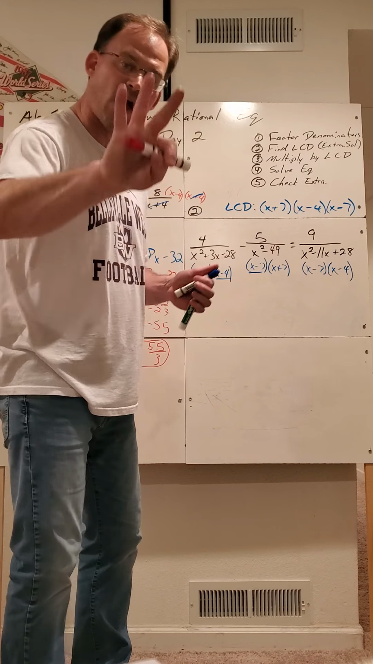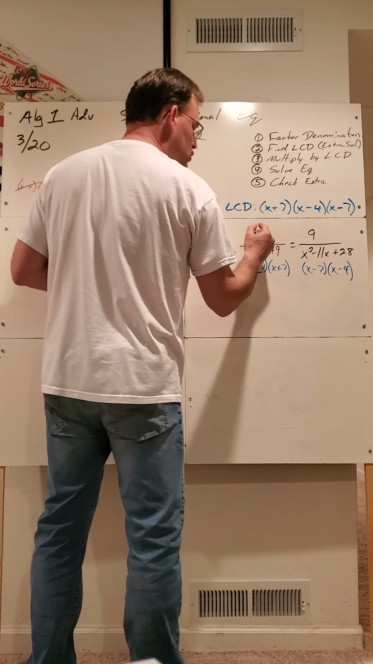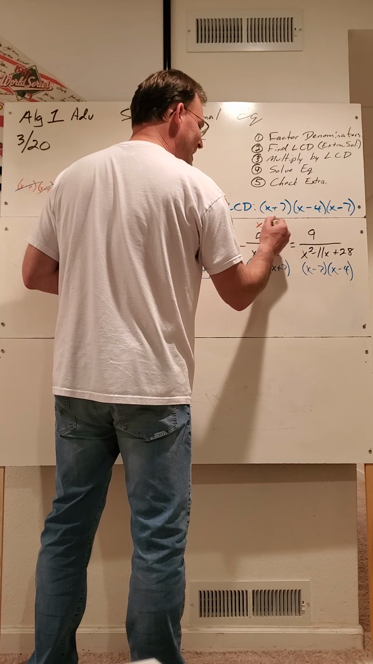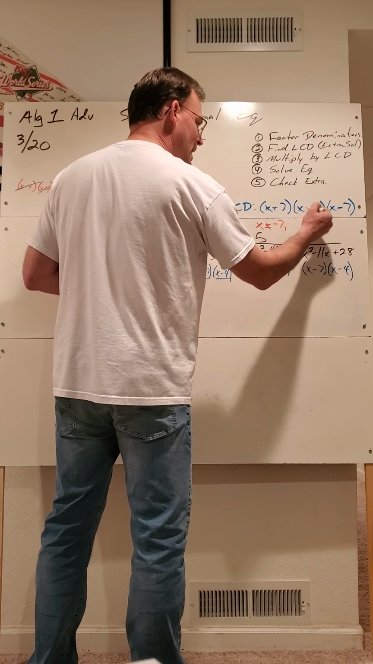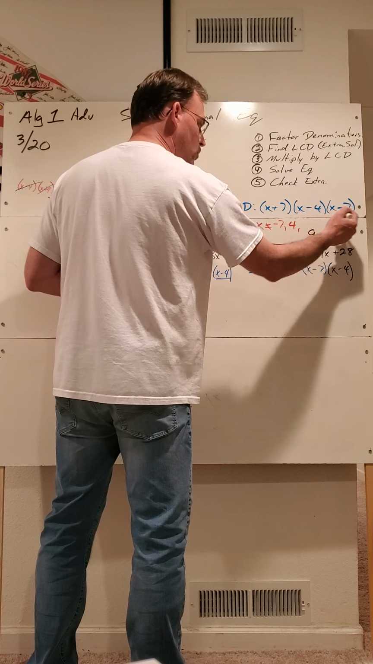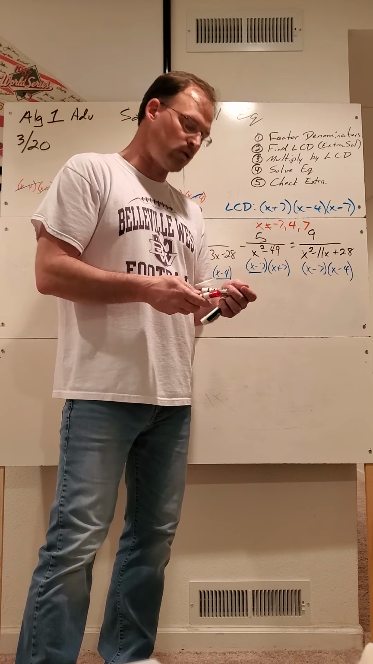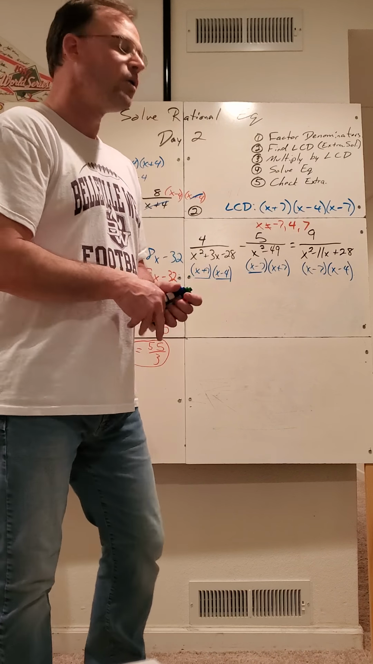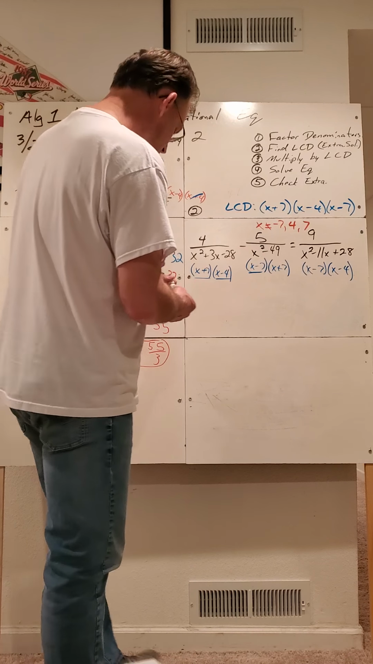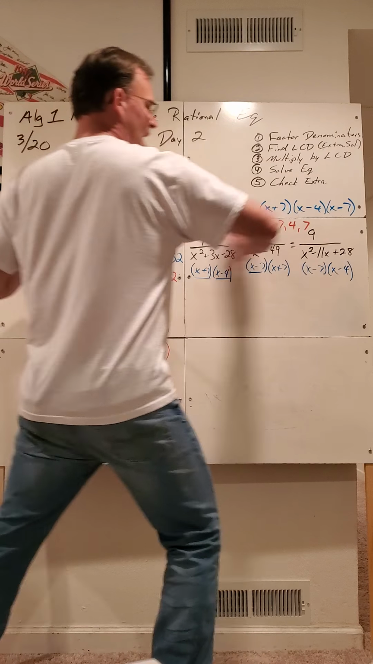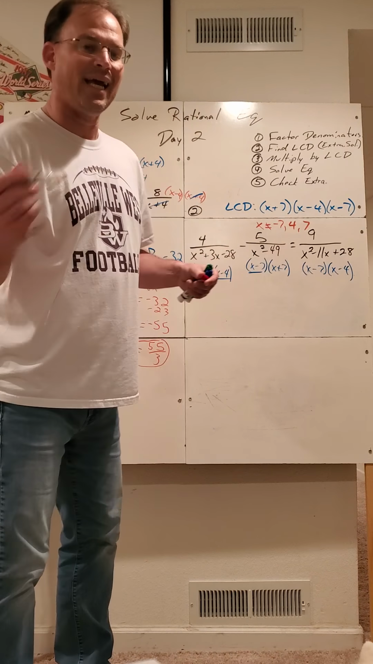So that means I have 3 extraneous solutions. X cannot be negative 7, x cannot be positive 4, and x cannot be positive 7. Those are my extraneous solutions. If they show up at the end, we'll deal with them. So now, here we go. Everything gets multiplied by the LCD.